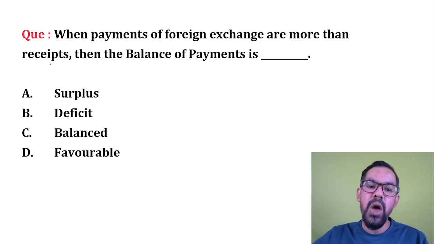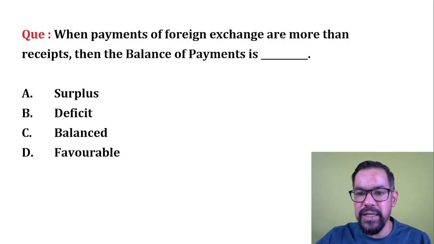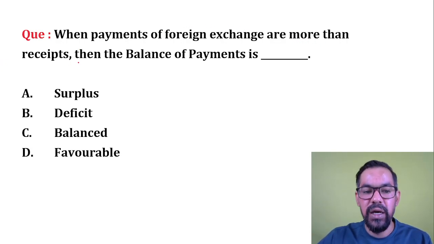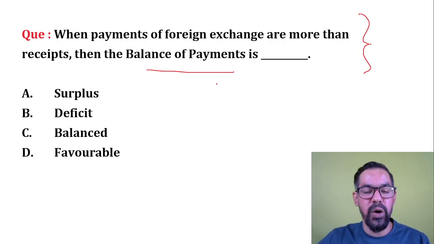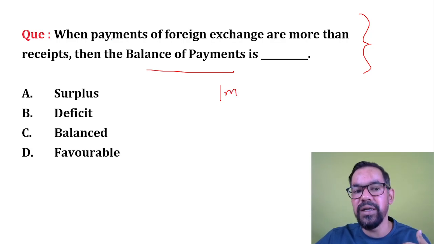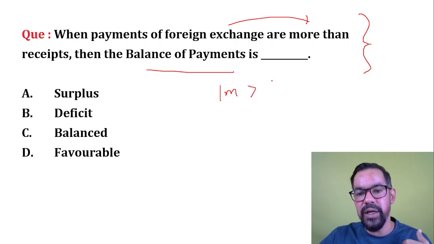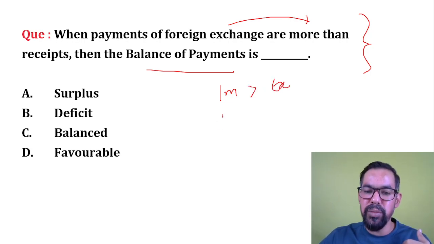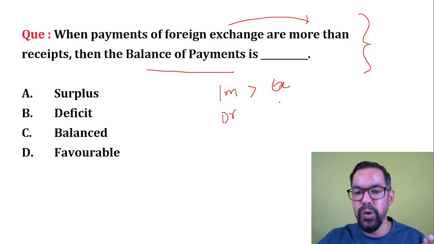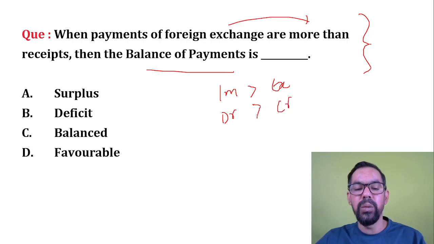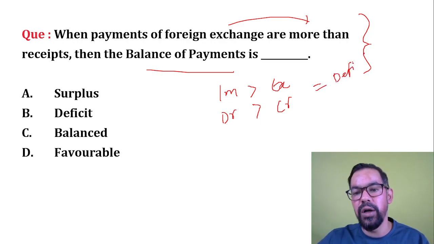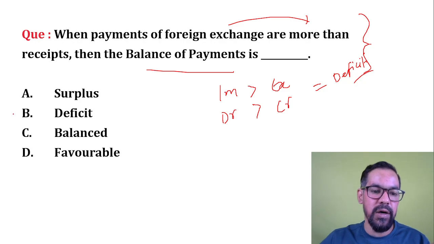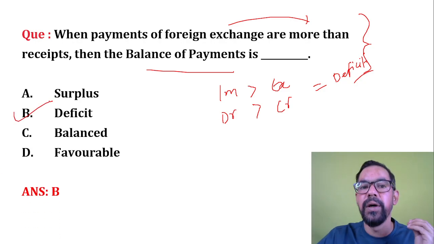Next one: when payment of foreign exchange is more than receipts, then the balance of payment is called. I hope you remember import. They are mentioning that when payment of foreign exchange is more, which means your import is greater than your export, right? Import means your account will be debited, and export means your account will be credited. So debit entries are more, so it is generally known as deficit. So what will be your correct answer? Option B will be the right answer for this particular question.